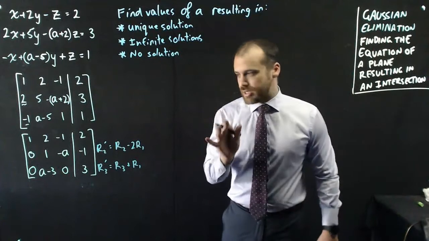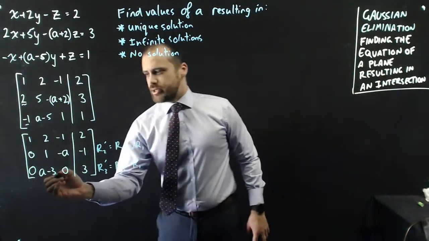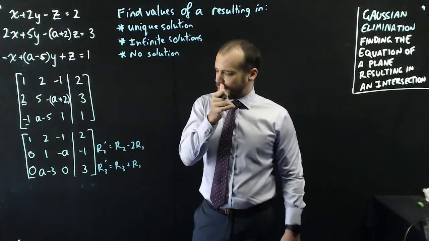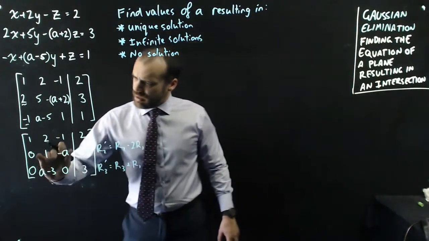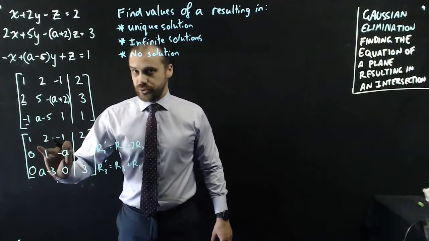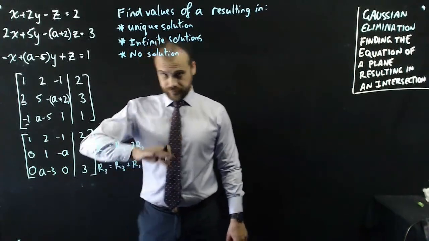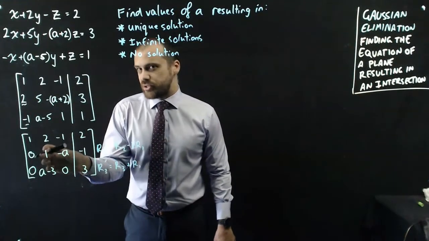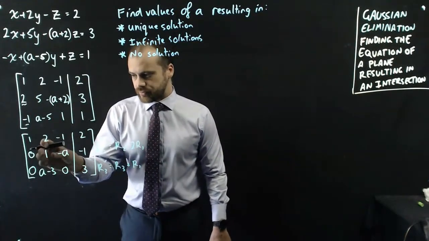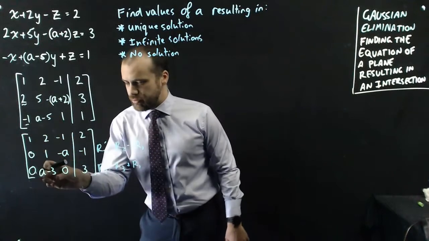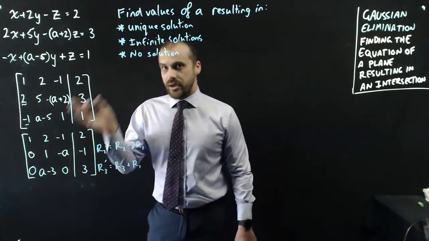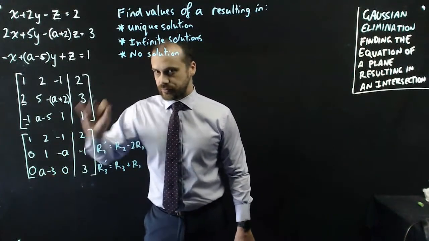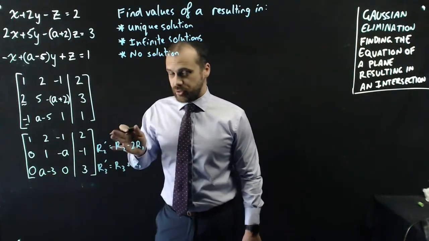Alright, so now that we've done that, we need to get rid of this a minus 3. We need that to be a 0. Now, how are we going to do that? Well, if we were to take row 2 and multiply it by a minus 3, this bit here would be 1 times a minus 3, which is a minus 3. If I then subtract that from that, I'd get a minus 3 minus a minus 3, which is going to give me my 0 here. So, all that said, it's going to look like this.